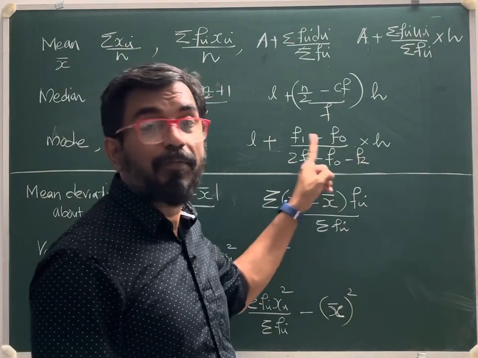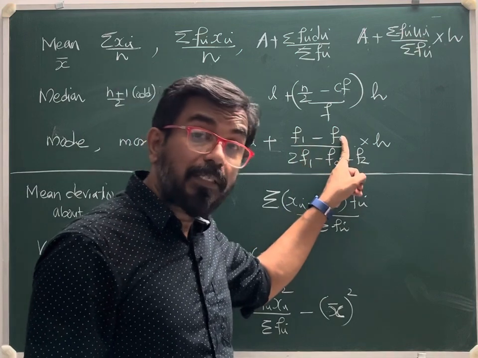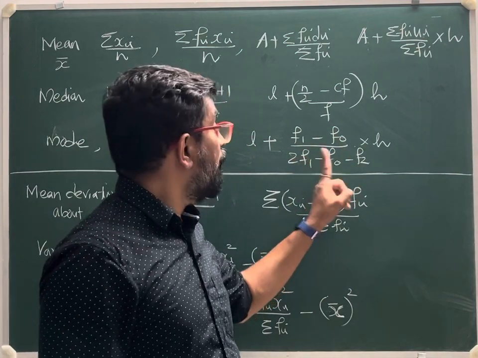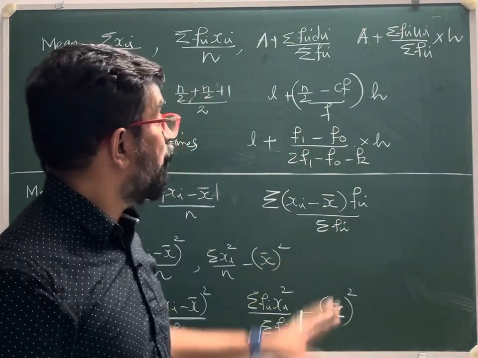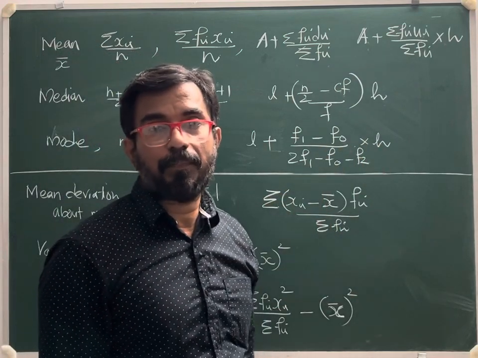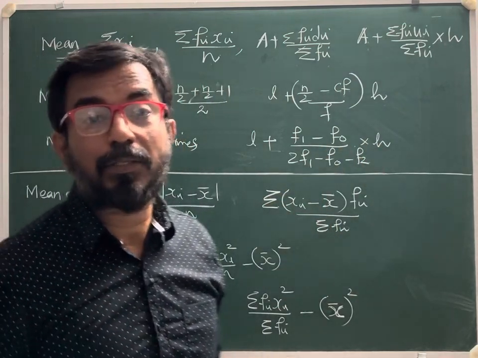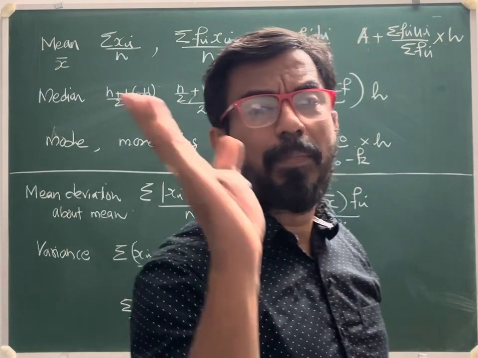the frequency of the next class of the mode class will be F2. So then you will write (F1 minus F0) divided by (2F1 minus F0 minus F2), into h. h is the class width. This we have already studied, so you are familiar; I just reminded you of this one.